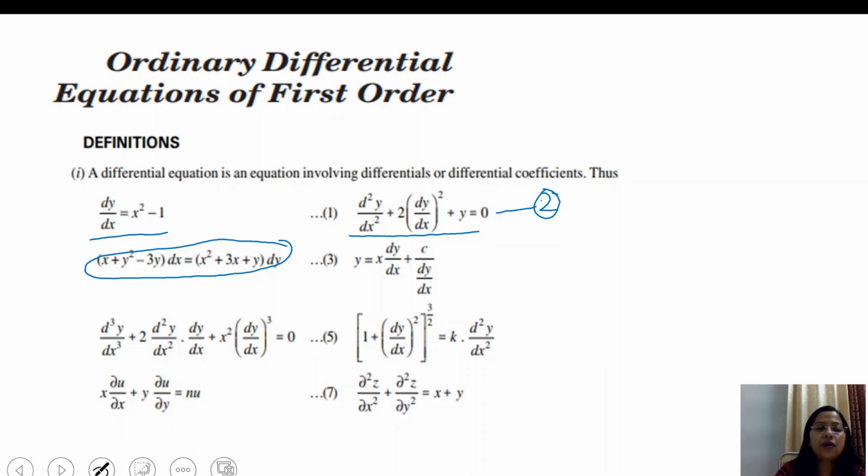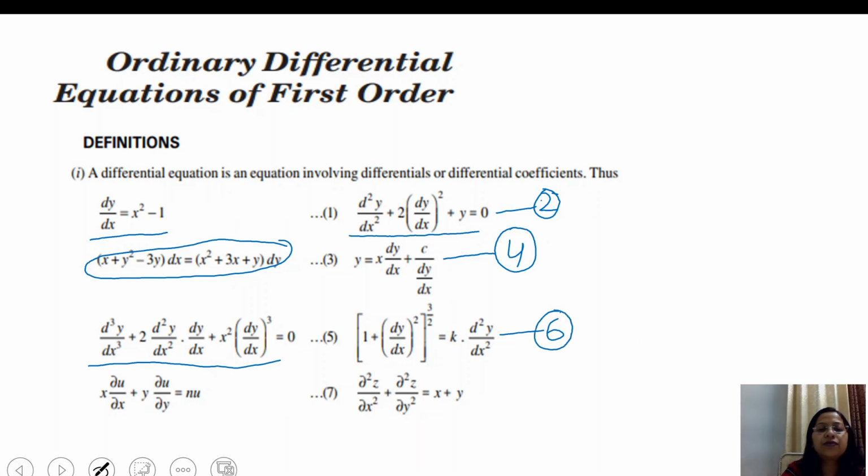This is also a form of differential equation. Let's call this the fourth example. Here, this is once again an ordinary differential equation which has a product of differential coefficients as well, and its order is 3. Another example we have taken here also.